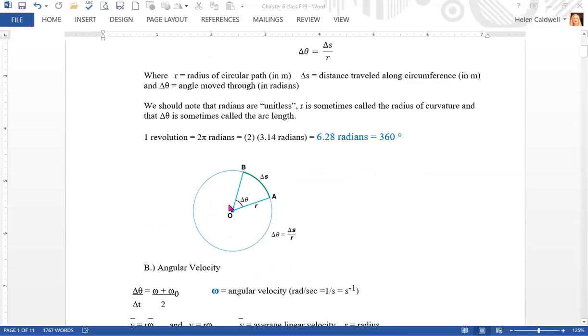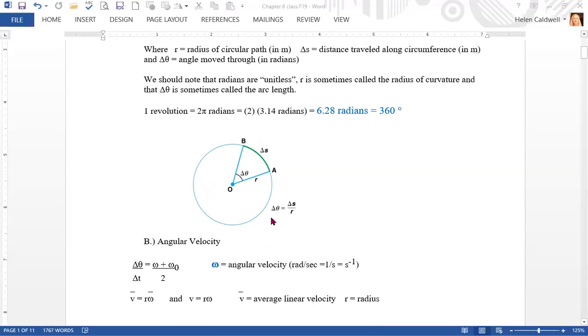So let's look at our drawing. Delta S is the green part of the rim. R are these blue lines coming out, and delta theta is this angle that's encompassed by it. You should notice the relationship between theta and S, so between angular measurements and linear measurements. So linear would be on the outside edge, delta S, angular would be delta theta. We've got that delta theta is equal to delta S divided by R.